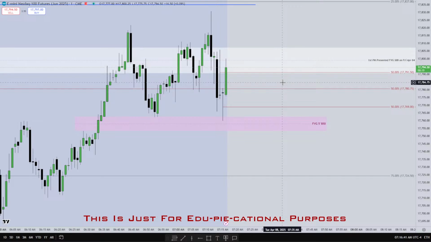We reached the 50% of this week and consequent encroachment of the first value gap on April 4th. So far the trade idea that I had was panning out perfectly, touching the fair value gap in 5 minutes and immediately rejecting and going higher, trying to reach the buy side liquidity here. And if you look at the time, it's 7:17.